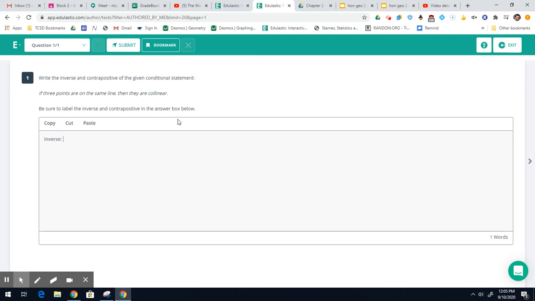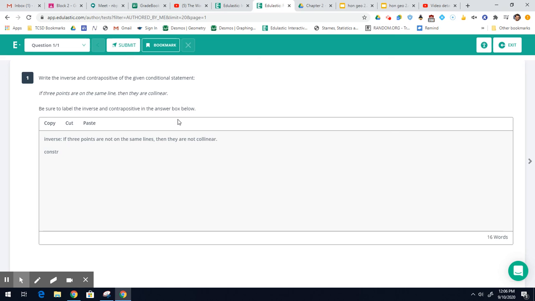Well, it's the same order as that conditional, just negating both parts of it. If 3 points are not on the same line, then they are not collinear. Simple, easy peasy, right? Just throw the word not in both parts.